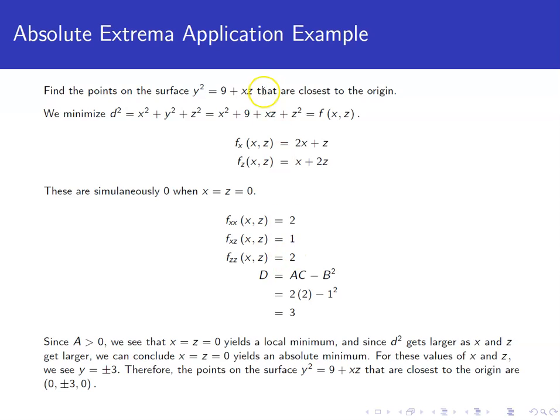If we put in x equal to 0 and z equal to 0, we get y squared equals 9. So y equals plus or minus 3. So the points on the surface y squared equals 9 plus xz that are closest to the origin will be 0, plus or minus 3, 0.